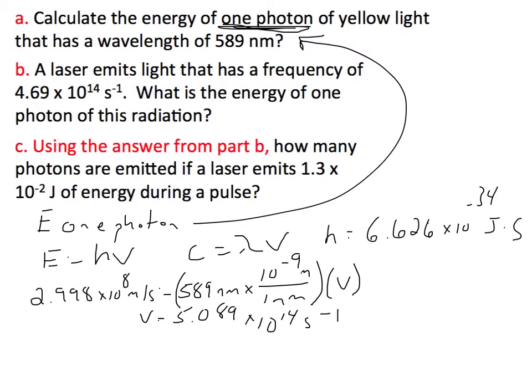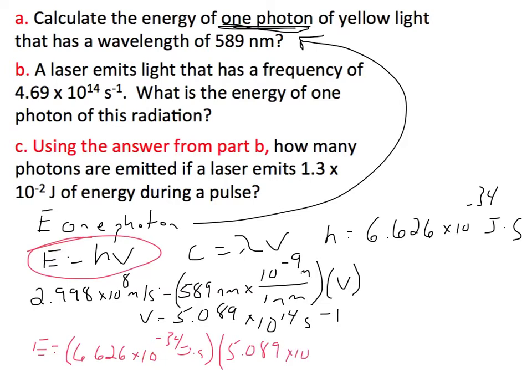Then if we just plug into this equation where E is equal to Planck's constant times the frequency, we have E of a single photon equal to 6.626 times 10 to the minus 34 joule seconds, multiplied by the frequency from above, 5.089 times 10 to the 14th inverse seconds. Then we can solve for this, the seconds cancel, and we're left with joules, and we get 3.37 times 10 to the minus 19th joules.